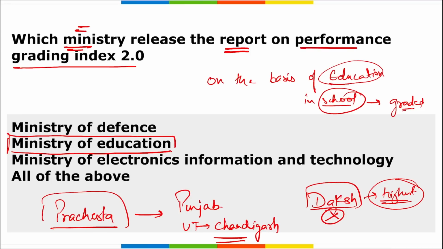This Performance Grading Index was released by the Ministry of Education. It is basically grading on the basis of education infrastructure, quality of education, what opportunities are being provided, and what experiences are being provided. Daksh is the highest grade, but it was not given to any state or UT. The highest grade that was provided is Pracheshtha. It was given to the state Punjab and union territory Chandigarh, right? And this new Performance Grading Index covers almost 73 indicators.